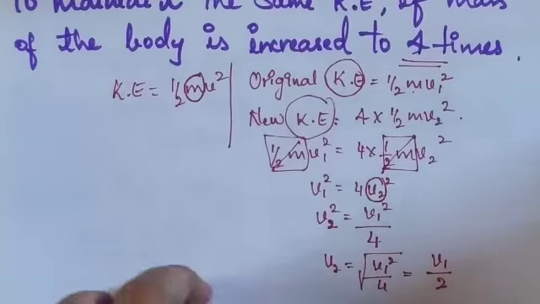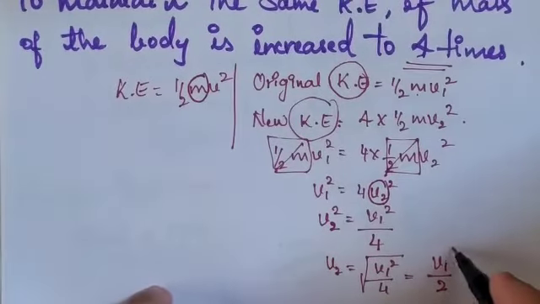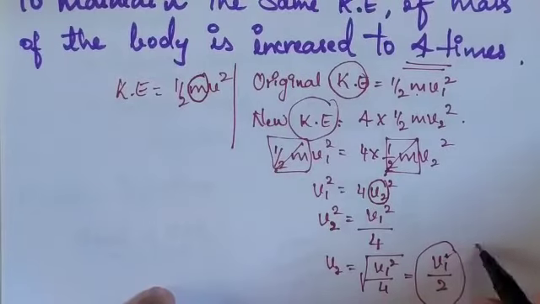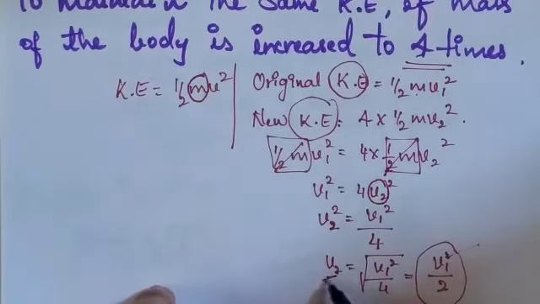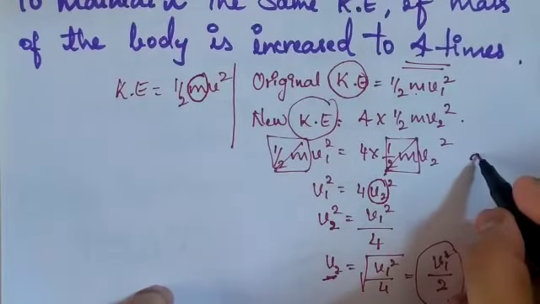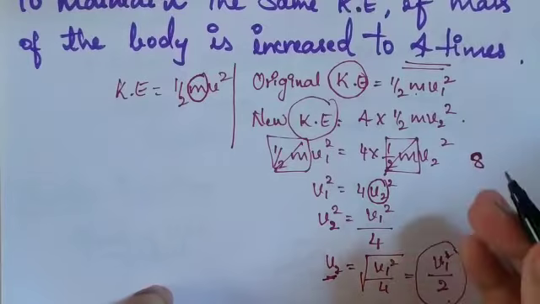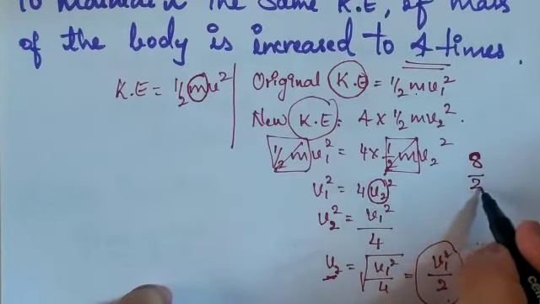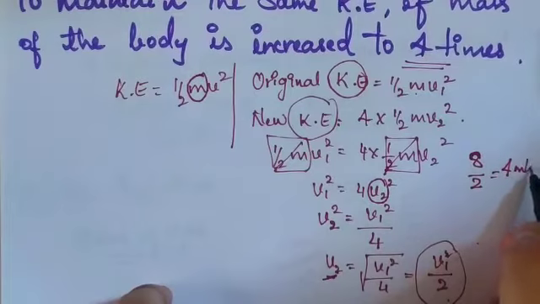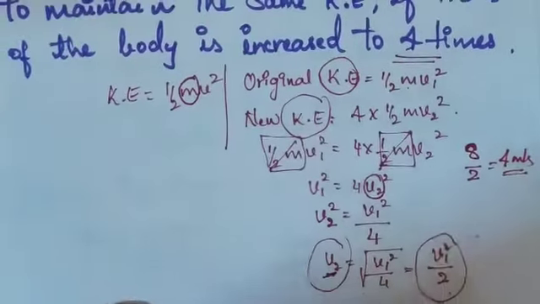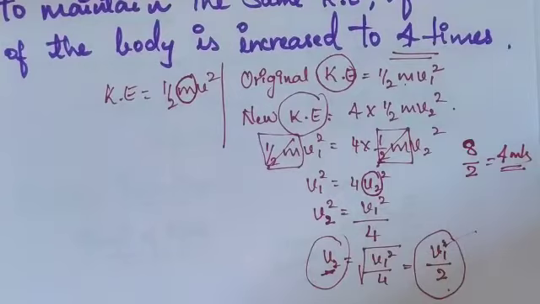So v2, this new velocity, when I increase the mass by 4 times, will be half of the original velocity. For example, if you consider 8 as the original velocity, half of that original velocity means 4 meter per second. So the change in its new velocity will be half of the original velocity.